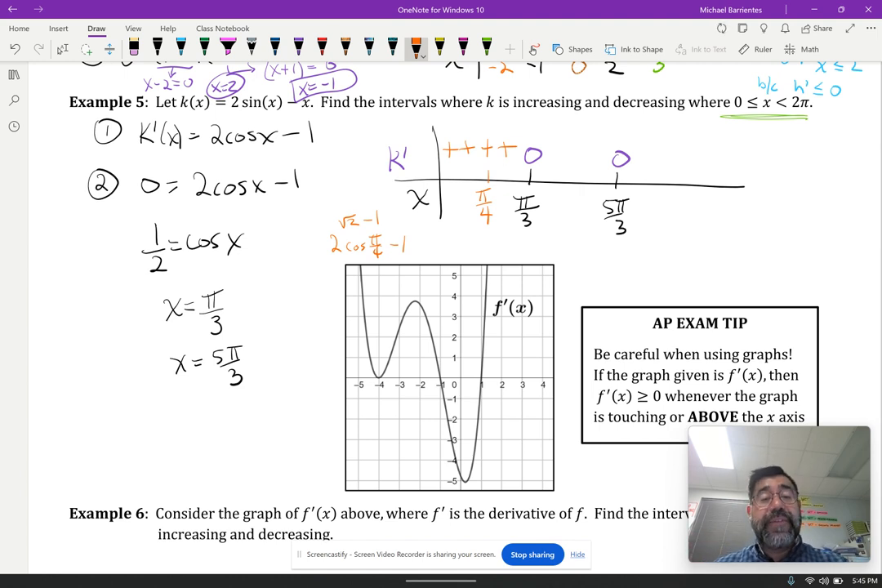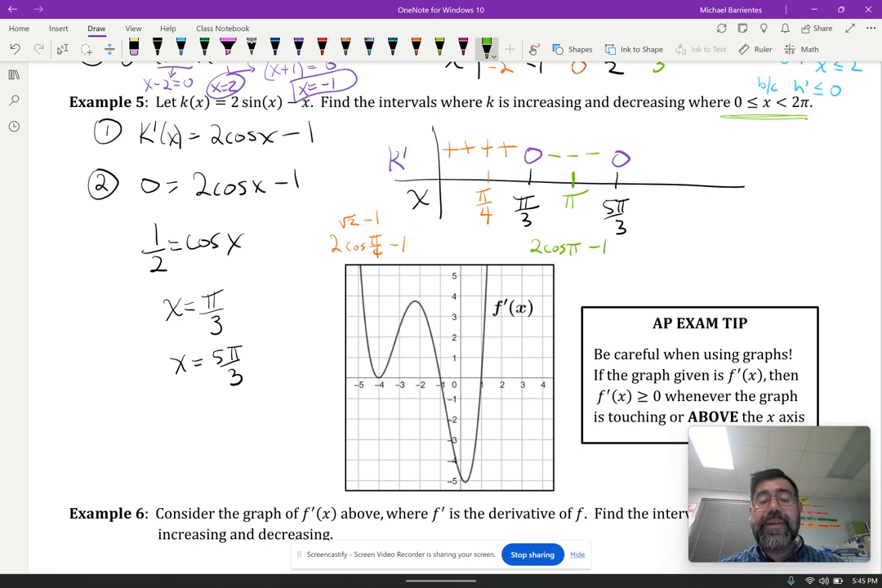But let's choose a value in between pi over 3 and 5 pi over 3. What about pi? That's in between. Let me use a different color. If I use pi, let's see what I get when I substitute pi into the derivative. Cosine of pi is the x-coordinate of pi, which is -1, times 2, that's -2, minus 1, that's -3. And so I have a negative answer there. But I could have chosen any value between those two black critical points, and it still would have worked.